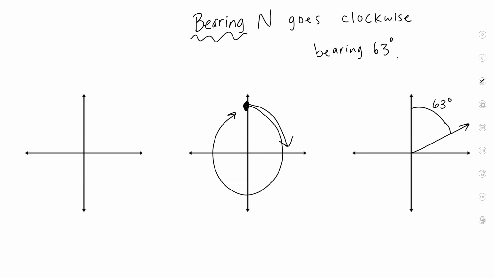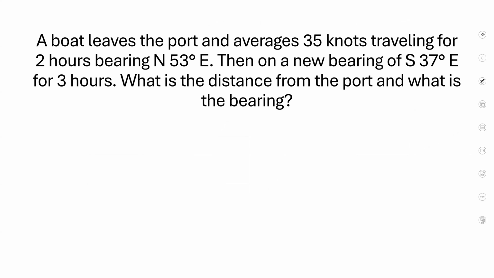So let's look at a word problem. A boat leaves the port and averages 35 knots, traveling for 2 hours, bearing north 53 degrees east. North 53 degrees east. There we go. Okay, so I'm going to draw a picture. This is my port, and my boat travels north. And when I say the word knots, this means nautical miles per hour. A nautical mile is about 1.15 regular miles. It's longer than a regular mile.